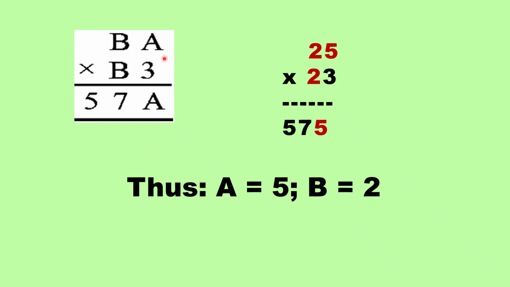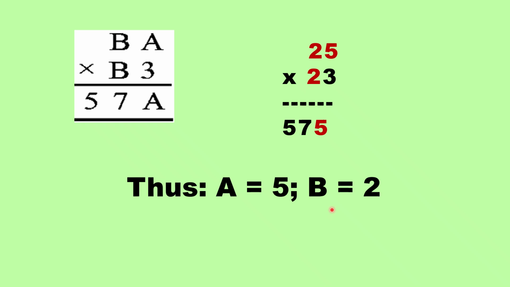So put the values. BA, B is 2, A is 5, 25 into B3, B is 2, so 23. You can multiply and see that you will get 575. That is 57A. So if you put B equal to 2 and A equal to 5, then 25 into 23, 57A will be 575. And you can check 25 into 23 giving you 575. 25 into 20 is 500. 25 into 3 is 75, so 575. So the value is correct. A equal to 5, B equal to 2.